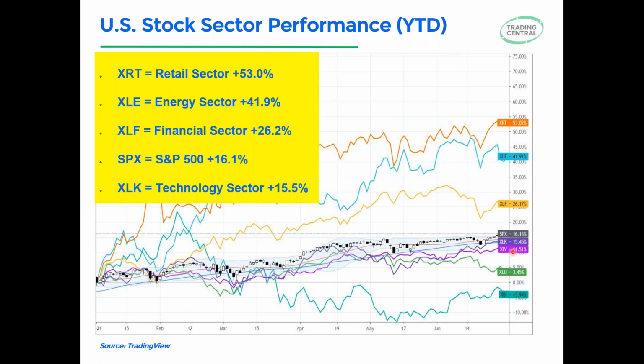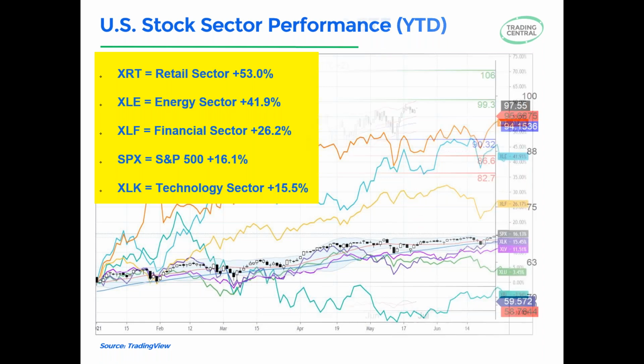Now another one, XLV. XLV is healthcare. XLU is utility. Year to date 3%. Not very impressive. And this one, XBI, is biotechnology. Sadly, it is negative 4% year to date. So we will focus on the first 3 to 4 sectors here.